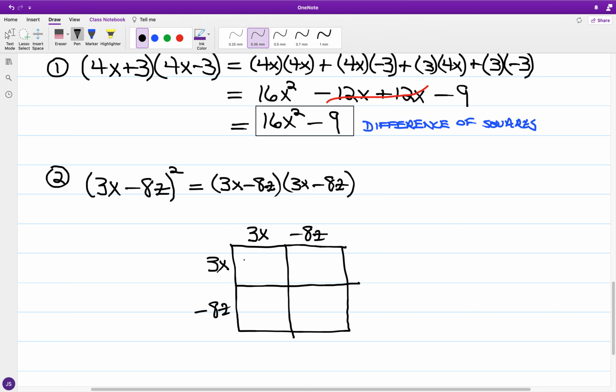So for this particular case, you have 3x times 3x, so this will make 9x squared. You have 3x times negative 8z, so we will have negative 24xz. 3x times negative 8z, we have another 24xz that is going to be subtracted. And then we have negative 8z times negative 8z, that's going to be a positive 64z squared.